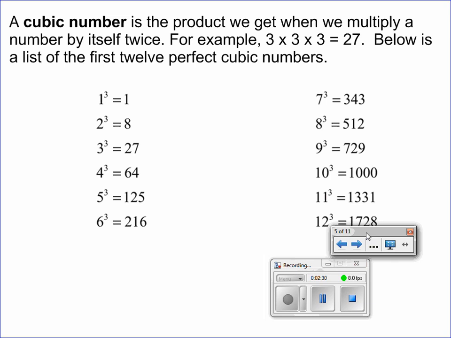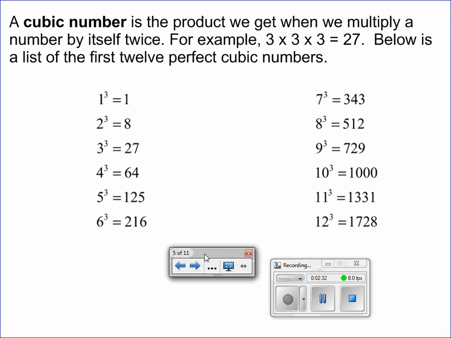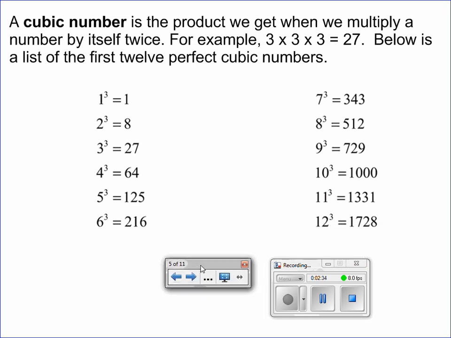A cubic number is the product we get when we multiply a number by itself twice. So for example, 3 times 3 times 3 equals 27. Okay, and here's a shorter list. This is the first 12 perfect cubic numbers, and I find most people are able to memorize the first 5 perfect cubic numbers. After that, it becomes a little bit more tricky.